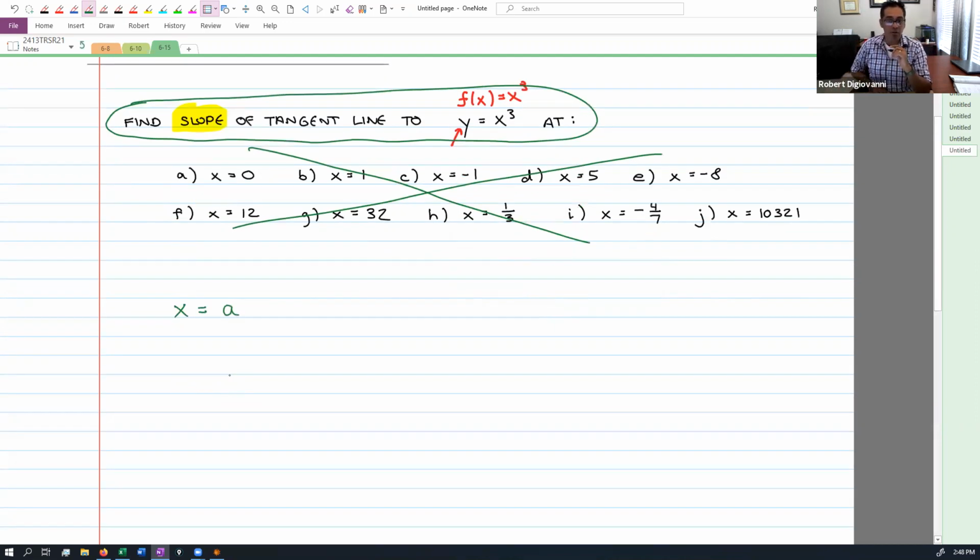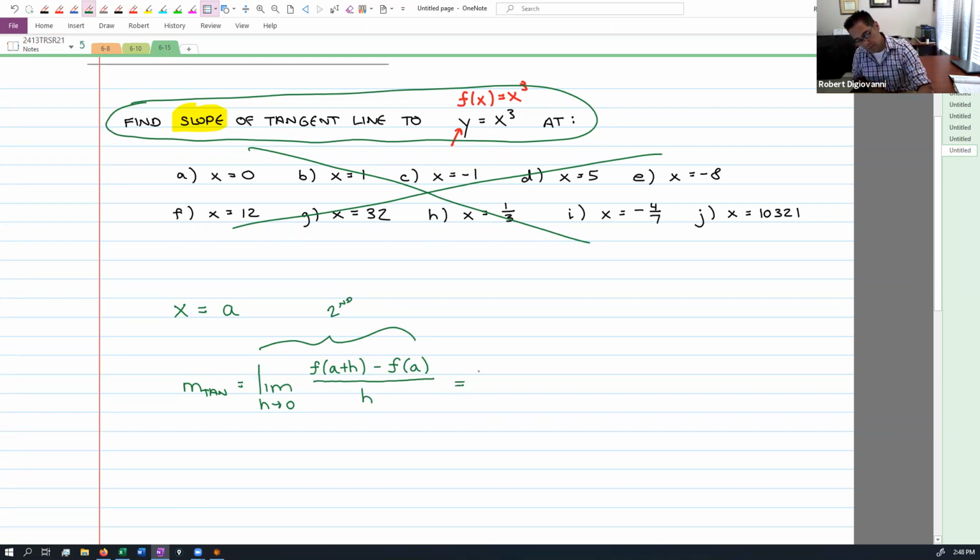So I'm going to use the second definition to write down what this would be. The slope of the tangent line would be the limit as h goes to 0 of f of a plus h minus f of a, all over h. That right there is the second definition I gave you. Now for us, we know what the function is, so we can simplify this a little bit. We can say limit as h goes to 0.